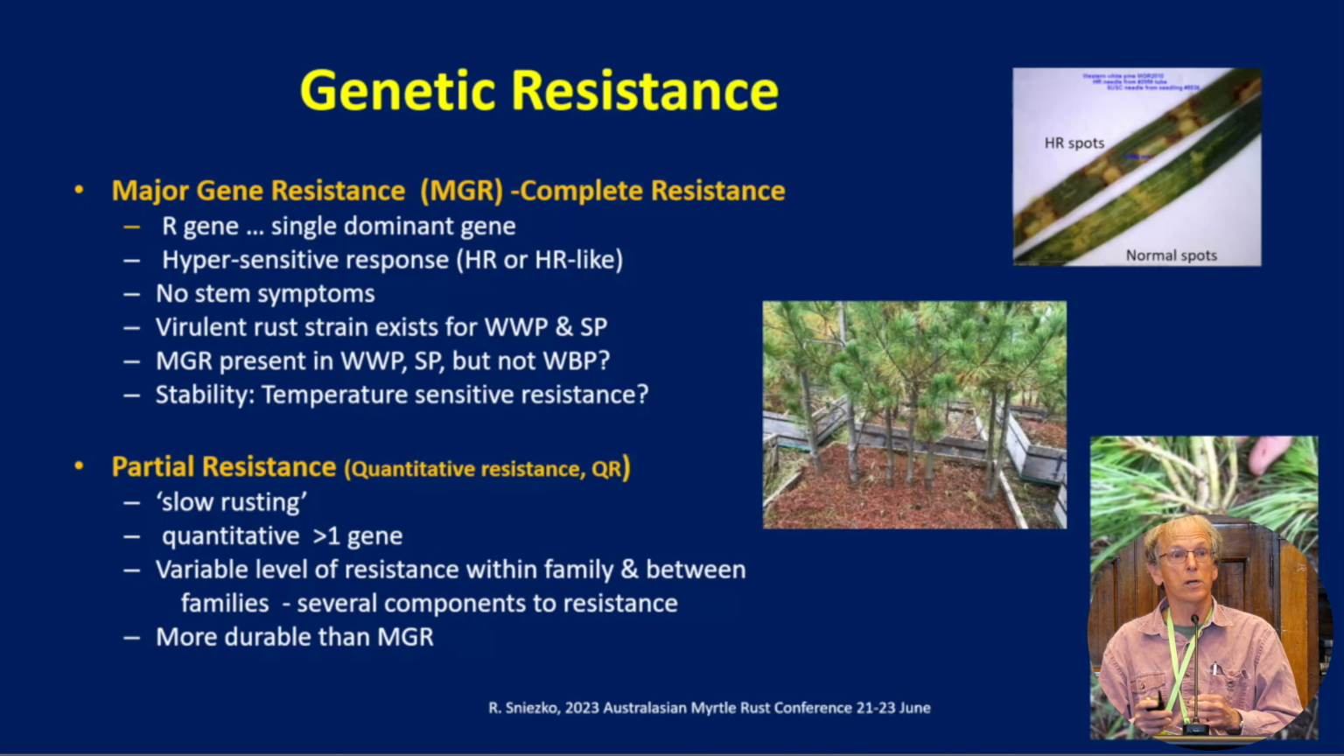We have some parent trees that their families will be 100% resistant. But I like to refer to that as temporary resistance because there's a good chance in your environment this virulent strain will evolve or migrate in, and then you'll have 0% resistance instead of 100% survival. Partial resistance, quantitative resistance, slow rusting. You'll see some examples of that in a minute.